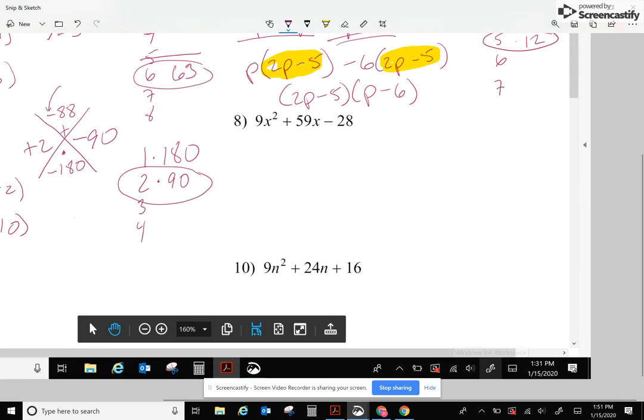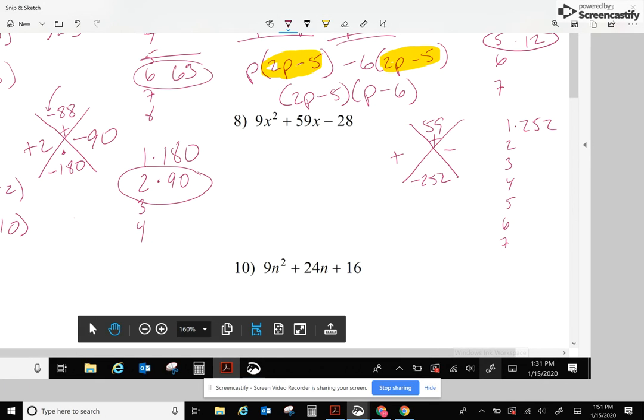Lastly, let's take a look at number 8. I'm looking for two numbers that when I add them is equal to 59, but when I multiply them, it's equal to negative 252. I multiply my first and my last number. They multiply to a negative, so I know the signs are different. I'm going to go 1 times 252. Looking for the two numbers that multiply to 252. Remember this list, once again, I'm going to go as far as I need to go.